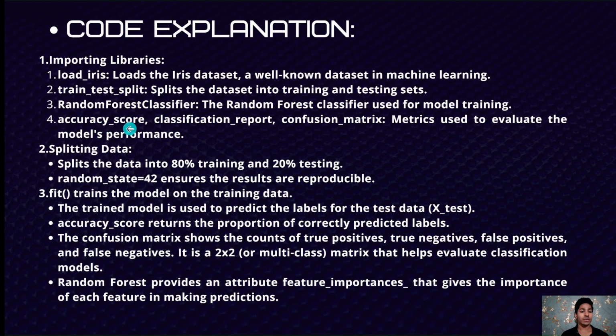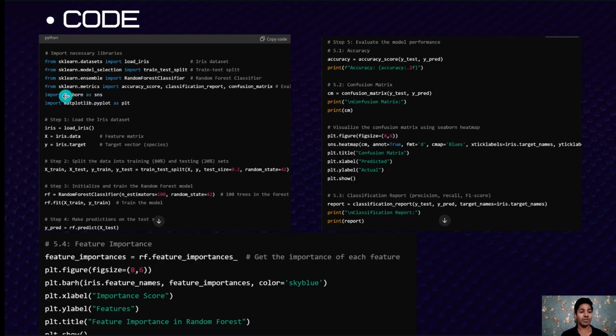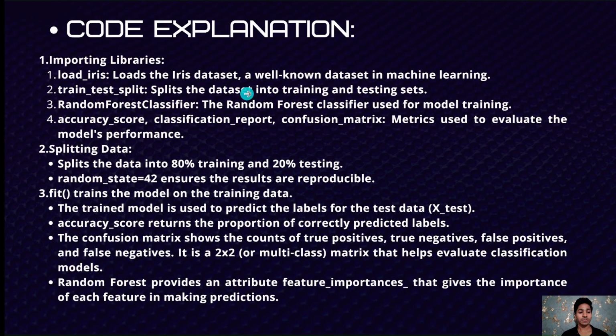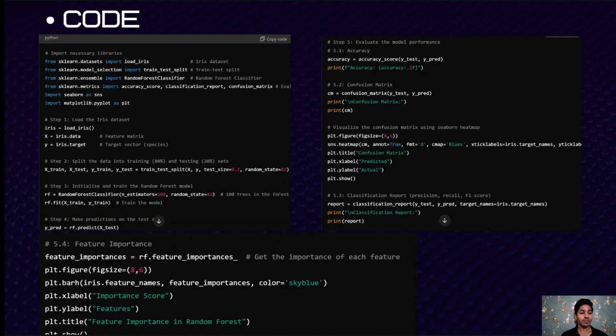Fourth we have accuracy_score, classification_report, confusion_matrix. These metrics are used to evaluate the model's performance. Here we have imported them from sklearn metrics. Then we have splitting the data. In splitting the data, we split the data into 80% training and 20% testing.